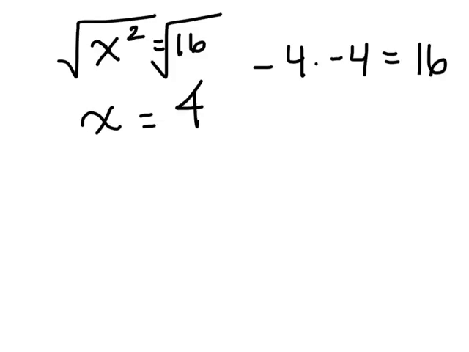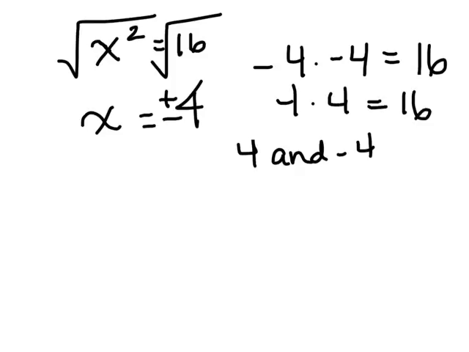And there's a little shorthand way of writing that. If I want to show that 4 and negative 4 are the solution, I put this little plus minus symbol in front. And what that symbol means is that 4 and negative 4 are solutions to my equation. And the proof of that is 4 times 4 equals 16, and negative 4 times negative 4 equals 16. So the solution to my equation, x equals positive and negative 4.